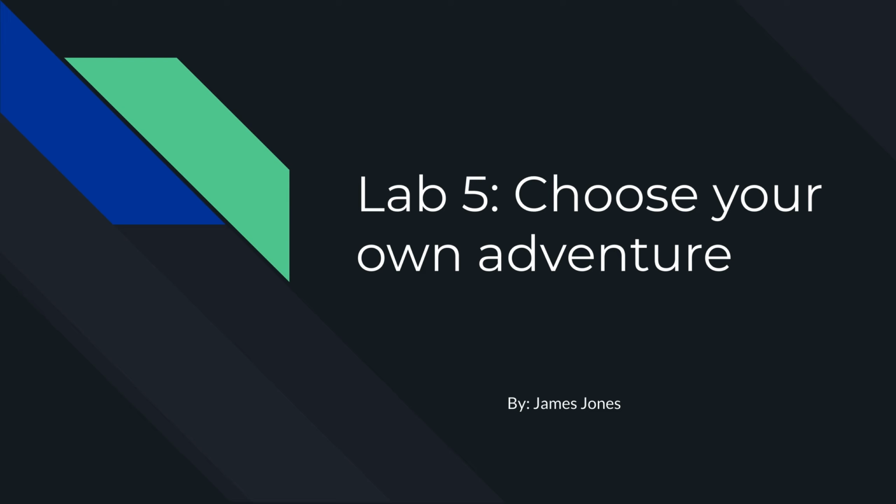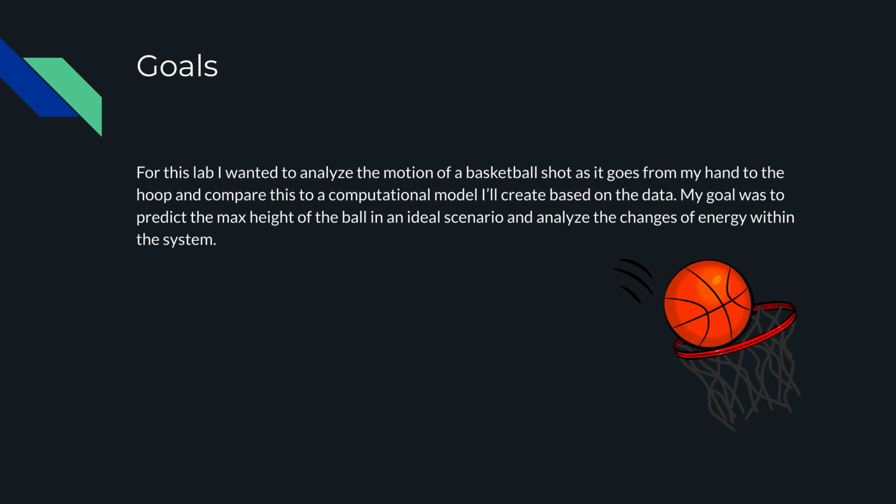This is my Lab 5 where we choose our own adventure. For this lab, I wanted to analyze the motion of a basketball shot as it went from my hand to the hoop and compare this to a computational model that I'll create based on this data. My goal in this lab was to predict the max height of the ball in an ideal scenario and to analyze the changes of energy within that system.